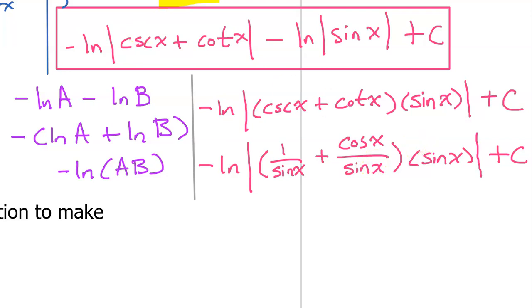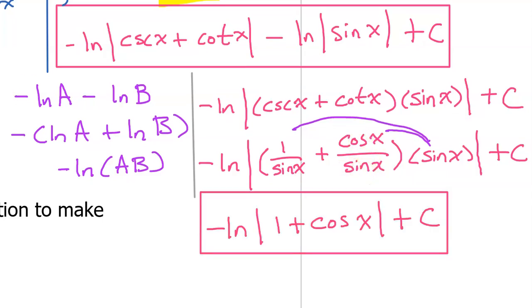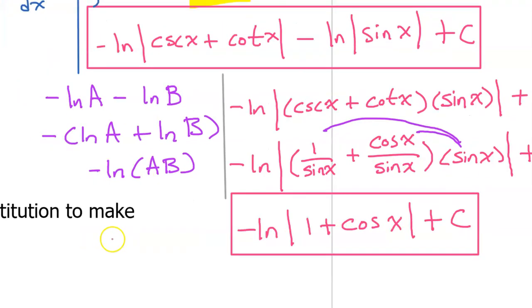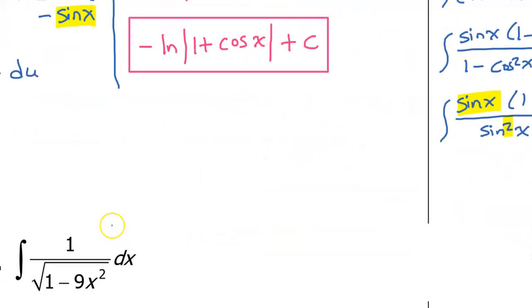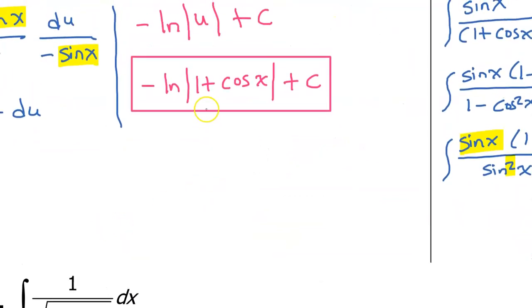Imagine on the next step that we take the sine x on the right and we do the distributive property. You can probably see that the sine in the first term will cancel out and we'll be left with a 1. The sine in the second term will cancel out and we will be left with cosine. So this is another form of the solution. And if you compare this form to what we got by the first strategy, you see they are the same.